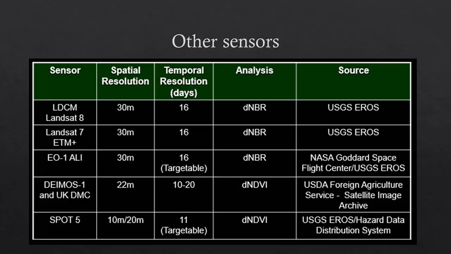When RSAC is creating BARC maps, their main objective is a prompt delivery, and occasionally Landsat imagery is not the most readily available. In those instances, other sensors are used. For this class, we will only be working with Landsat imagery.